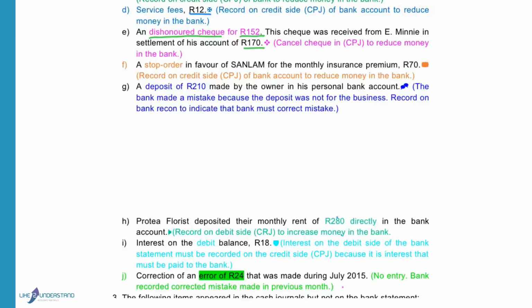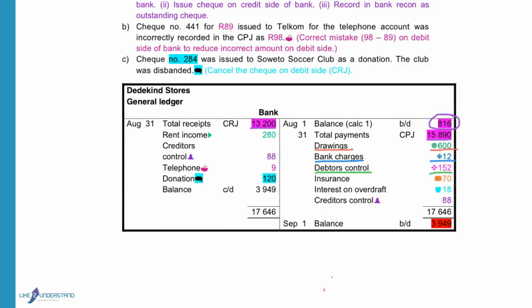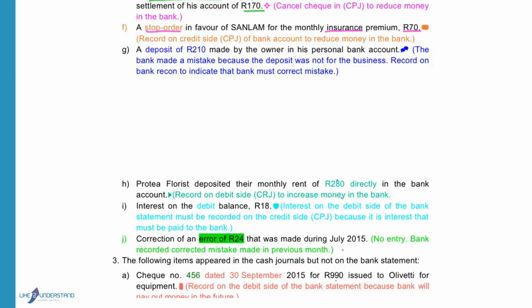Stop order in favor of Sanlam for the monthly insurance premium. So that means that the bank paid out this 70 Rand on behalf of the business. So it's just like a check, money paid out of the bank, and the expense will be insurance. The bank account is credited to indicate that money was taken out of the bank, and the insurance account will be debited.